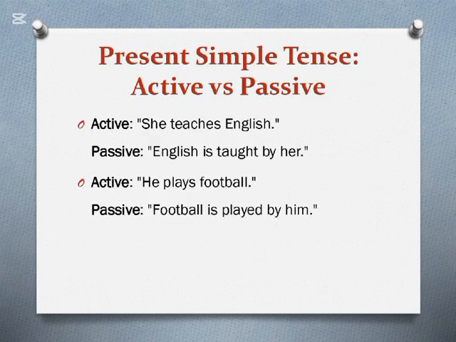Present simple tense, active versus passive. Active: She teaches English. Passive: English is taught by her. Active: He plays football. Passive: Football is played by him.